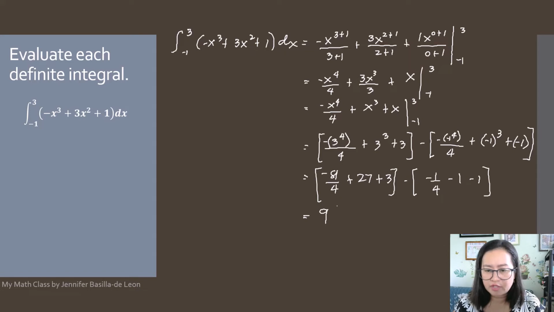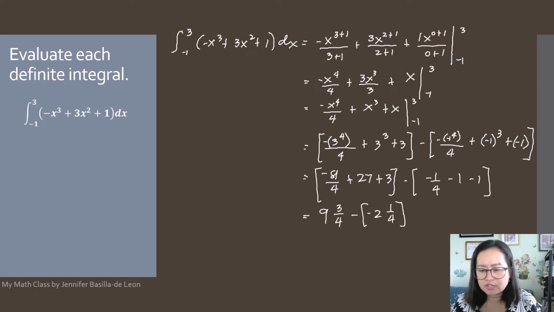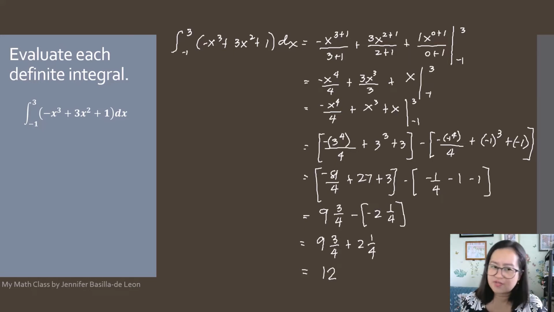We shall have 9 3/4 in the minuend. For the subtrahend, we shall have negative 2 and 1/4. Now simplifying further, we shall have 9 3/4 plus 2 and 1/4, and simplified will give us 12. So that's it. That's the definite integral of the given function at a closed interval from negative 1 up to 3.